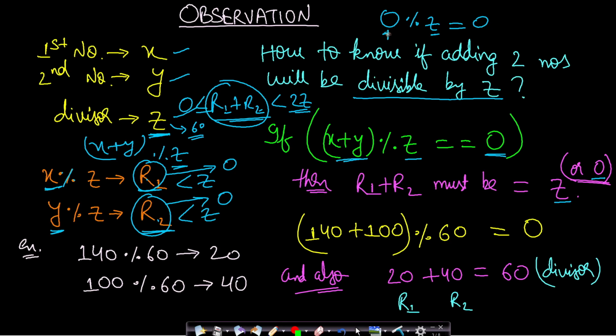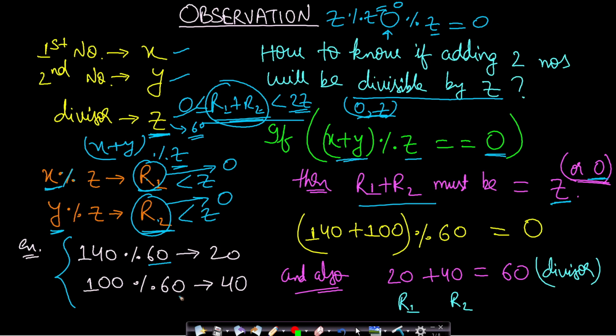Otherwise, if the number here, that is r1 plus r2, is equal to z, then z mod z will be equal to 0. So these are the only two values falling in this range, which are 0 and z, right? So according to our remainder observation, r1 plus r2 must be equal to z or it must be equal to 0.